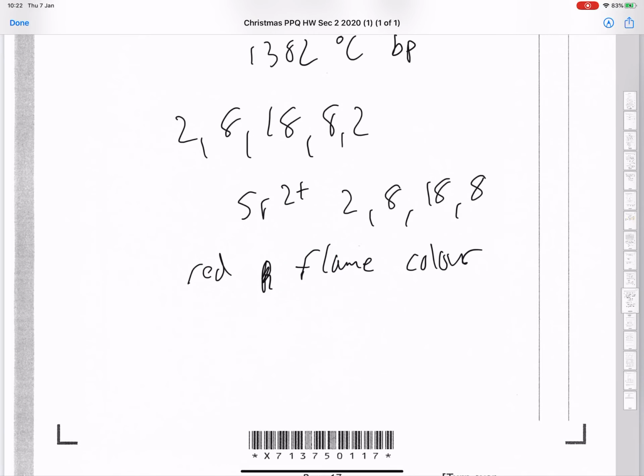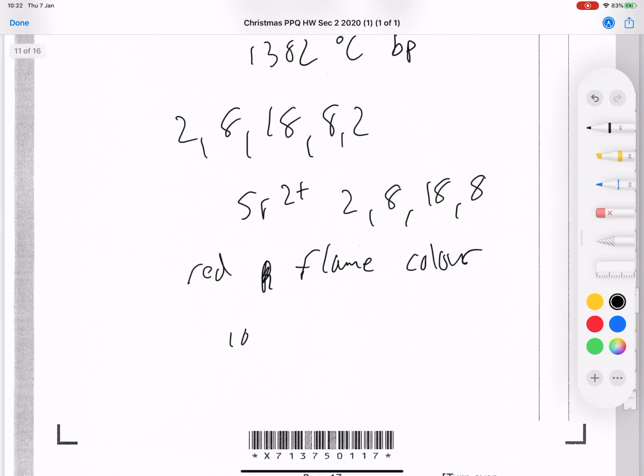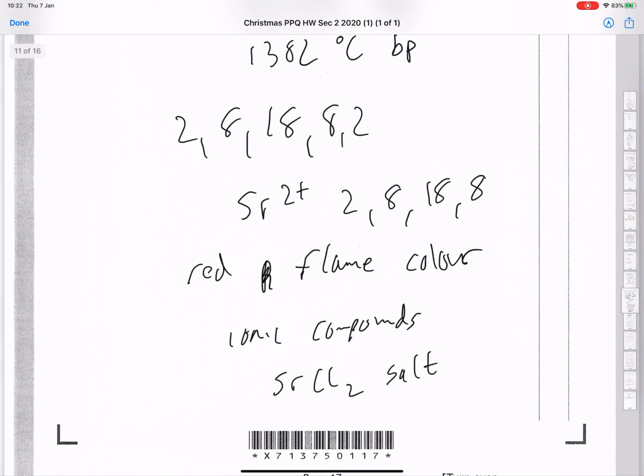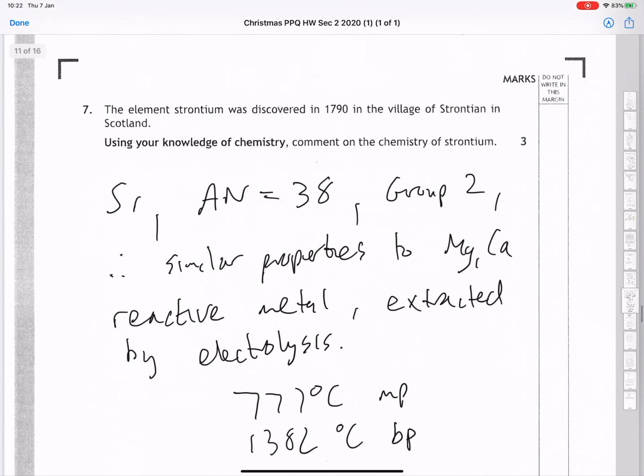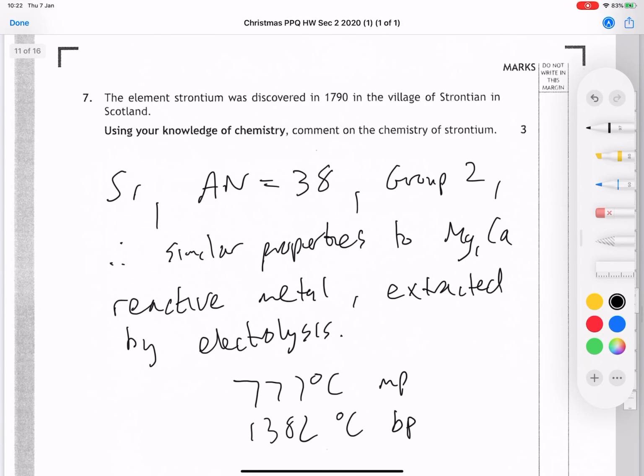It's a metal, so it will form ionic compounds. You could have written any of those. So strontium chloride is a salt. So many things you could have written for this question. I'll let you judge that. It's a 3-mark question, 1, 2 or 3. If you're unsure what to give yourself, you could ask me to have a look at it and I'll be able to have a look.